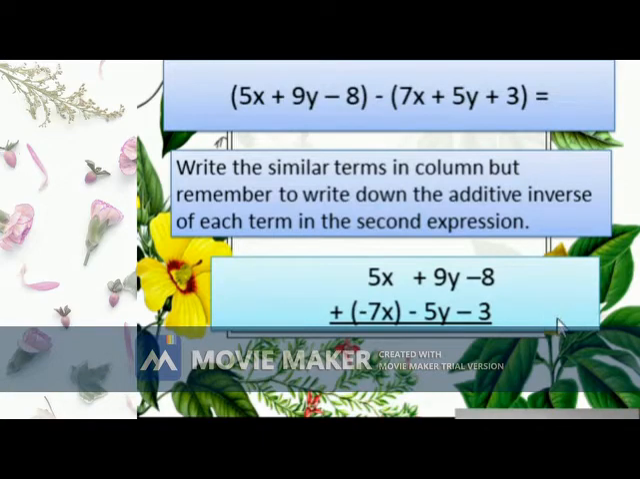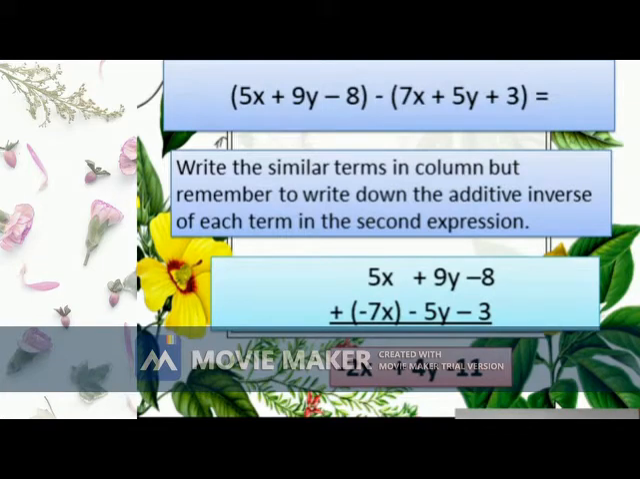So we will proceed now to our rules in addition. So we have negative 8 plus negative 3 is negative 11. Then we have 9 plus negative 5 is 4. Copy again the y's. Then 5x plus negative 7x is negative 2x. So let us see. Our final answer will now become negative 2x plus 4y minus 11.